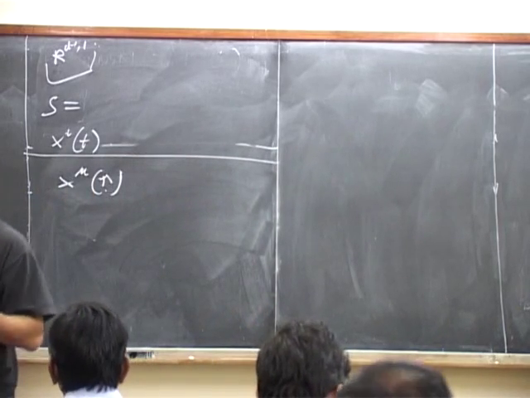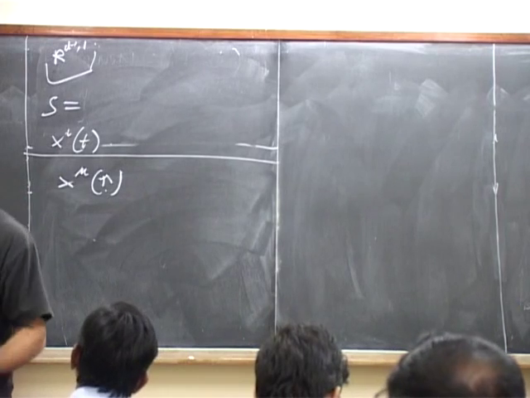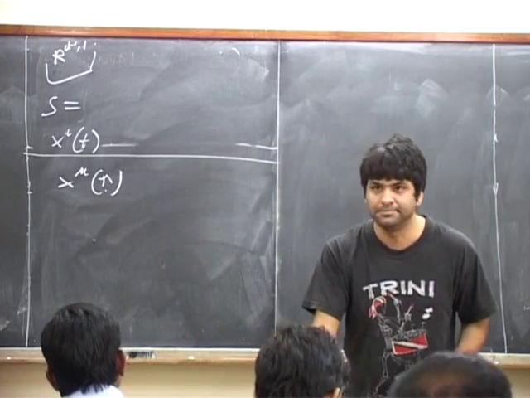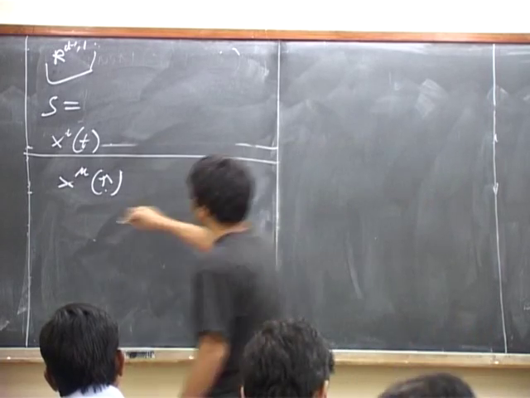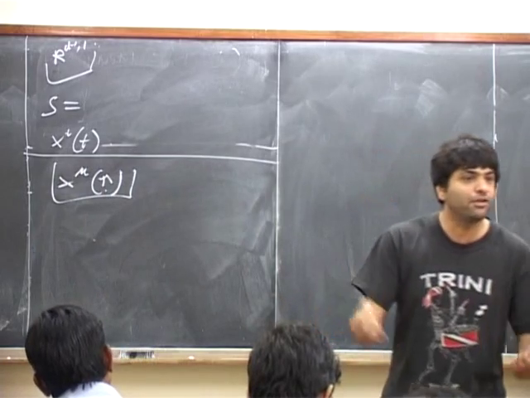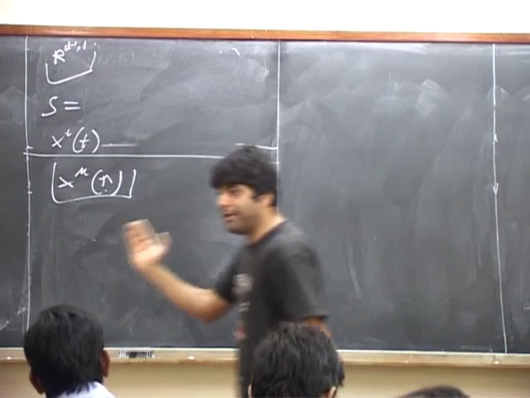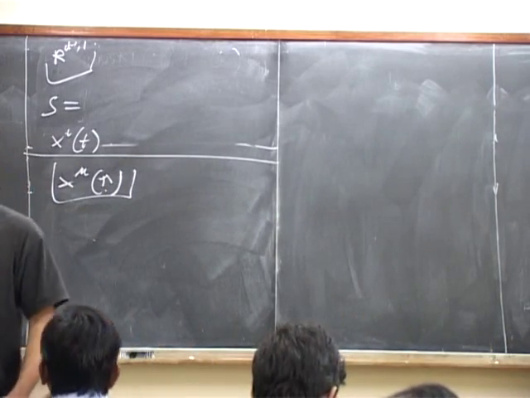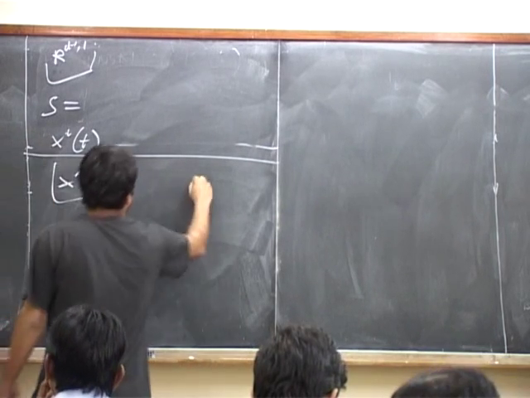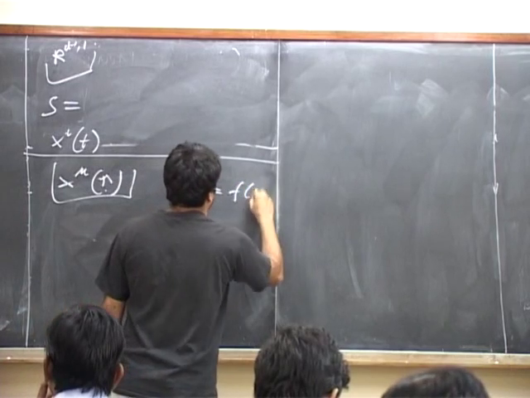And as soon as we set up the problem in this way, we must make sure that we set it up in a way that is independent of what tau is. Okay? So any action we write down for these variables has to have the property that it is invariant under the following transformation: tau is equal to f of tau prime.